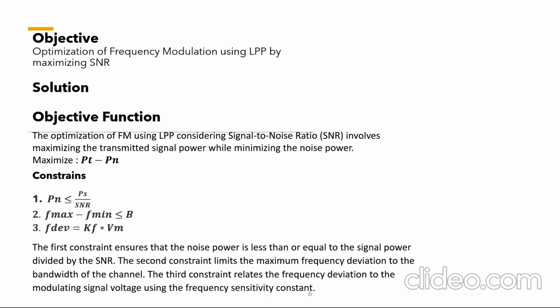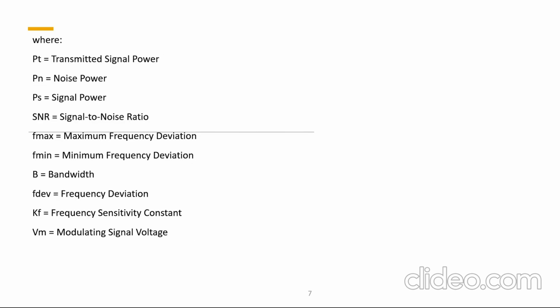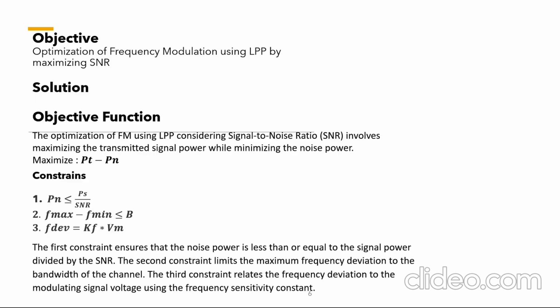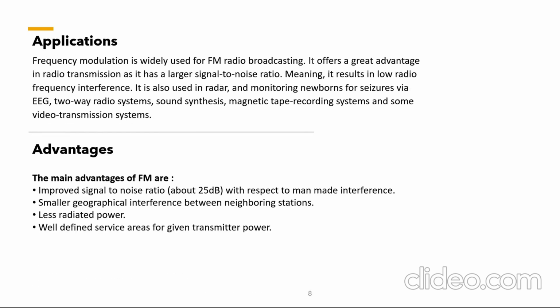As mentioned here, the first constraint ensures that the noise power is less than or equal to the signal power divided by the SNR. The second constraint limits the maximum frequency deviation to the bandwidth of the channel. The third constraint relates the frequency deviation to the modulating signal voltage using the frequency sensitivity. These are the full forms of the above given parameters, constraints, and objective function.